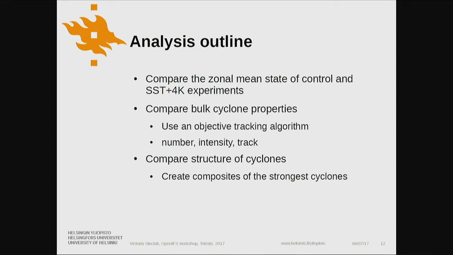So here's an outline of what I'm going to present in the rest of the presentation. First of all, we're going to have a quick look at the zonal mean state of the control simulation and my SST plus 4 Kelvin simulation, hopefully to convince you that the model is doing something sensible and is producing a realistic state. We're then going to look at what I'm calling the bulk cyclone properties. These are statistical properties, for example histograms of the intensity of the cyclones, and I'm using an objective tracking algorithm that I'll discuss briefly to do this. And then finally, we'll look at the structure of cyclones by creating some composites of the strongest cyclones in my simulations.